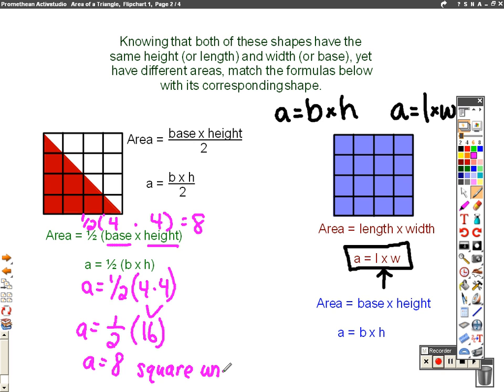And by the way, square units is a lot to write out. Sometimes I do units squared. Sometimes you can just do square units. It's however you feel comfortable. Now let's check our work over here for the square. Sure enough, the length and the width happen to be the same. For squares, they always will be. So area equals 4 times 4. Area equals 16 square units.